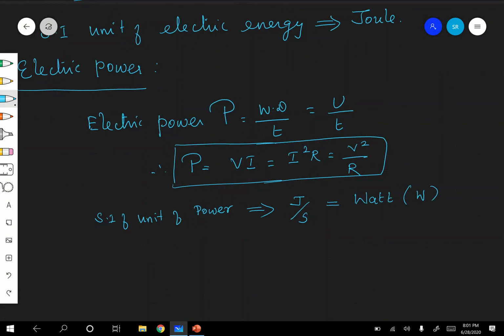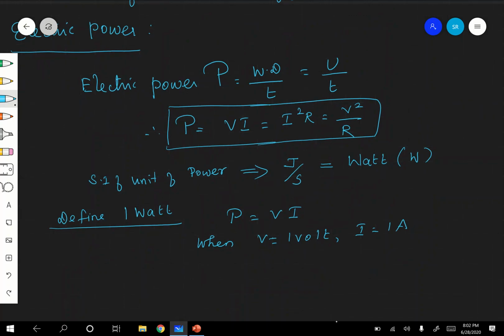Right. Now I am going to define 1 watt. What is your power? Power is equal to VI. When V is equal to 1 volt and I is equal to 1 ampere, then P is equal to 1 watt.